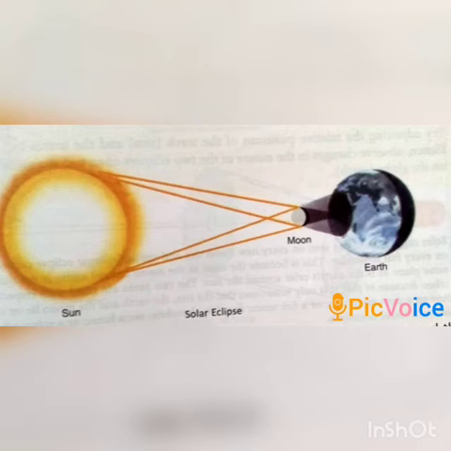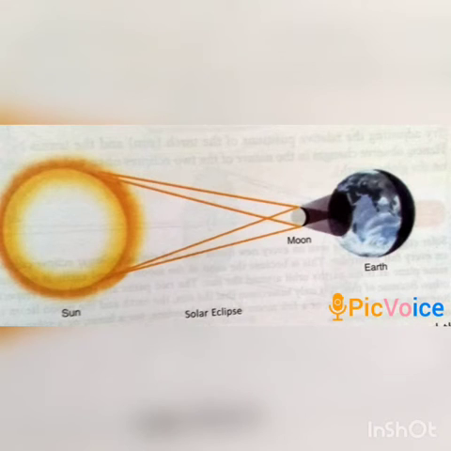There are some warnings that we should take care of. We should not look at the sun directly with naked eyes during a solar eclipse. This can cause very serious and permanent damage to our eyes. There are special devices and arrangements for observing a solar eclipse. We should use them and observe all the relevant precautions.